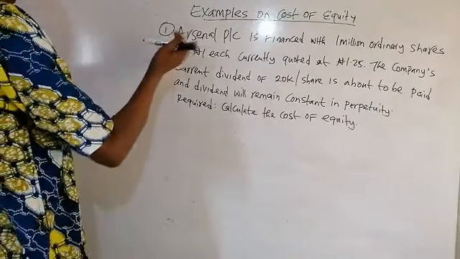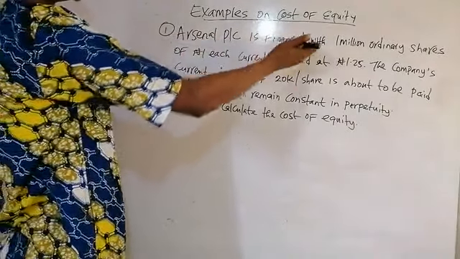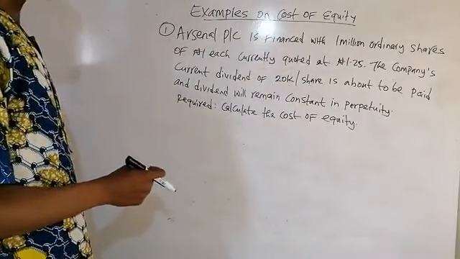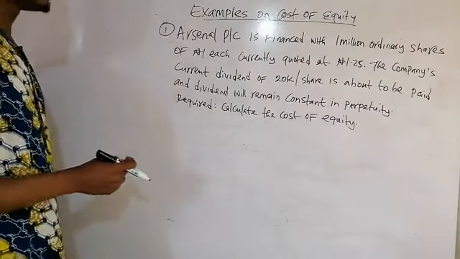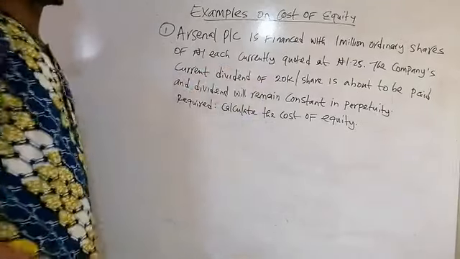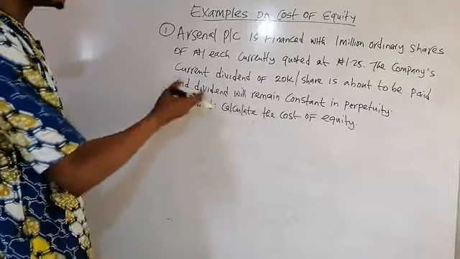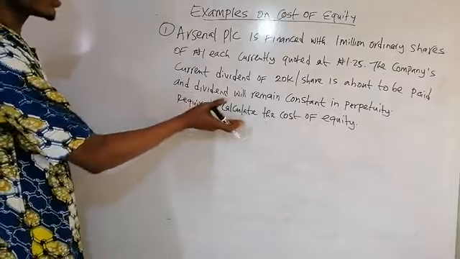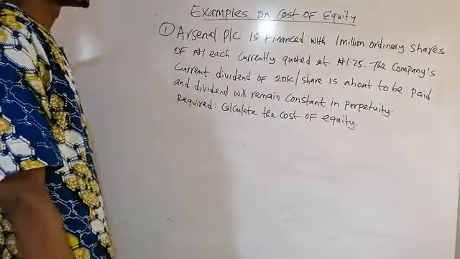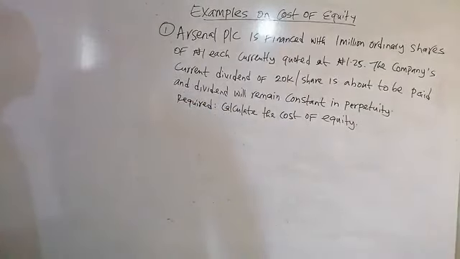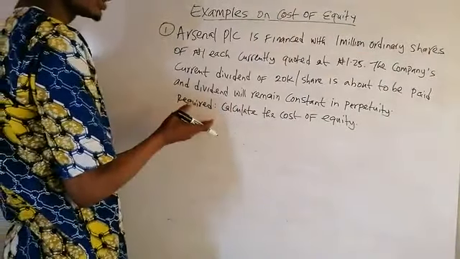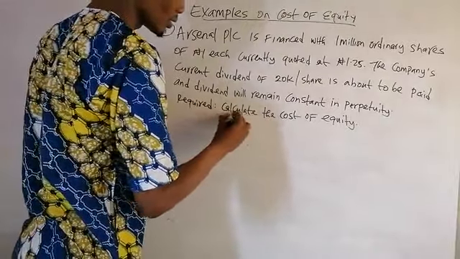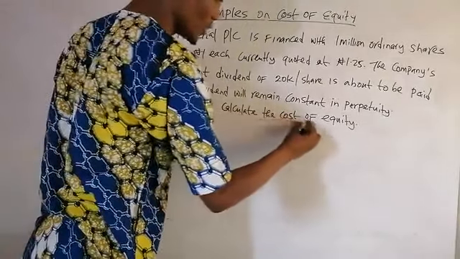the question goes thus: Arsenal PLC is financed with 1 million ordinary shares of 1 naira each, currently quoted at 1 naira 25 kobo. The company's current dividend of 20 kobo per share is about to be paid, and the dividend will remain constant in perpetuity. Required: calculate the cost of equity. The requirement of this question is the computation of the cost of equity.